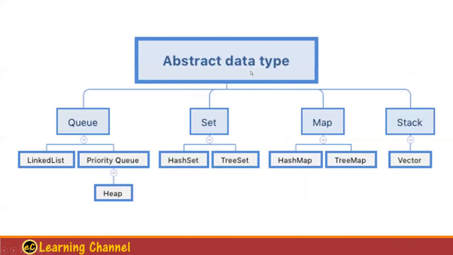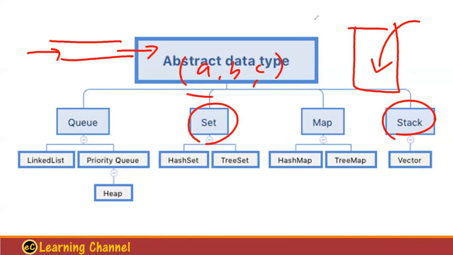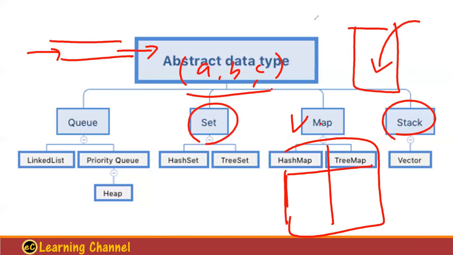So basic data structures, ADT types, including the queue, including the set, and including map and stack. Okay, and later we will talk about this. Today I'm going to go over the Python as well. So here we have the stack. Stack is what? First in, last out, okay? Queue is first in, first out. Set has no order, so you have A, B, C, and then it's no order. Map is something like a dictionary. You have some sort of key and value.